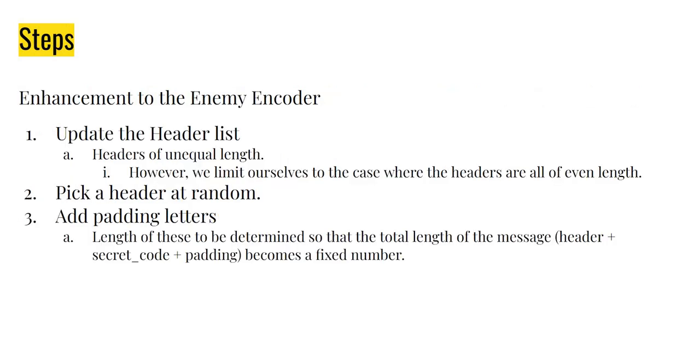First thing we are going to do is update the header list. Now we are going to use headers of unequal length. However, we will limit ourselves to the case where headers are all of even length. And this is not too bad because the encodings require it to be that way. We are going to pick up a header at random as we were doing earlier. Now we are going to add some padding letters to make sure that despite the headers being different lengths, all the messages that come out from the enemy are of an equal length, because otherwise it just gives away the header to the other side. So let's do this one by one.